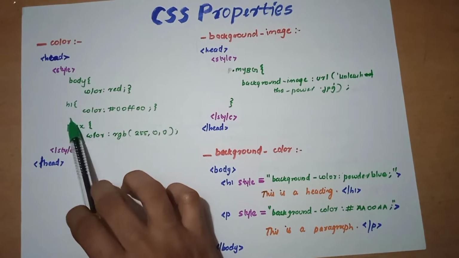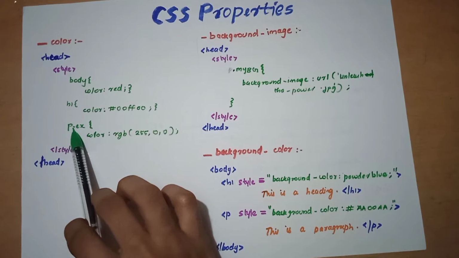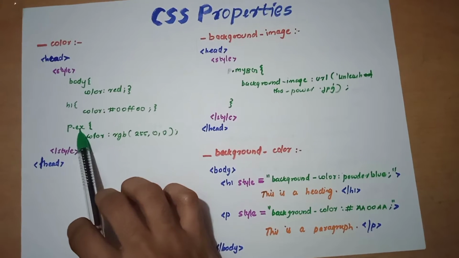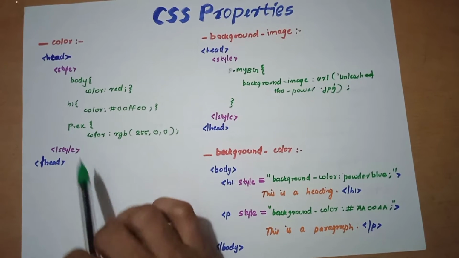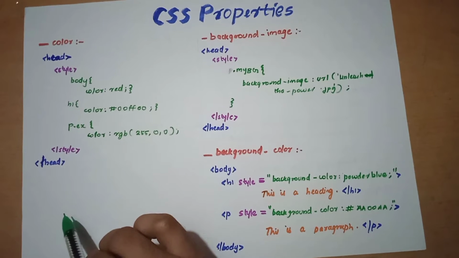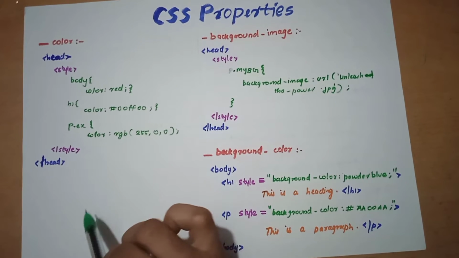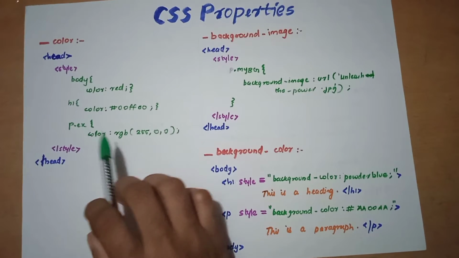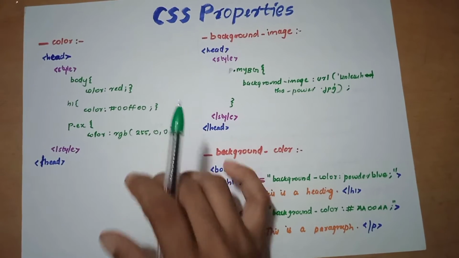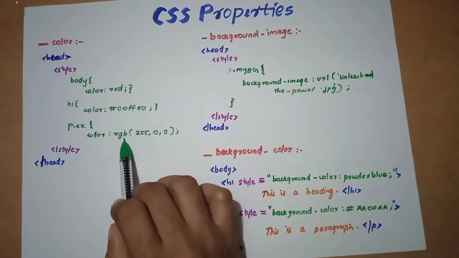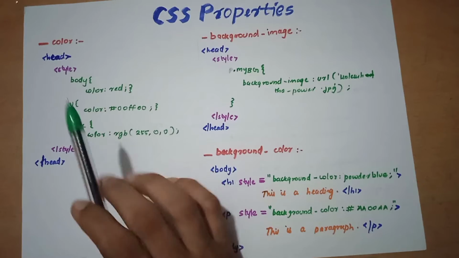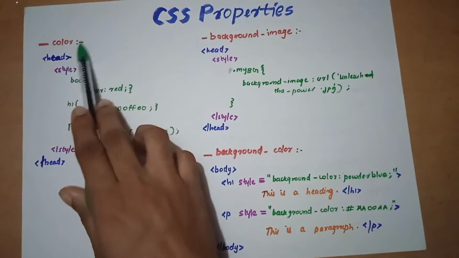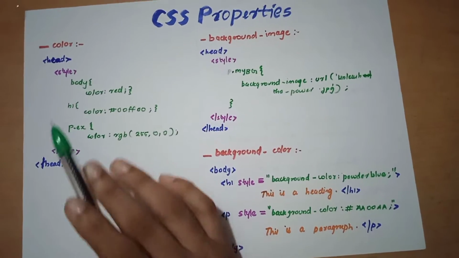And p.ex, that means I've got a paragraph and I have declared it with a class selector, so its name here is ex. When we use p class is equal to ex, then whatever we have written inside will be displayed in this color. So these are the ways that you can add the CSS property called color to our HTML page.